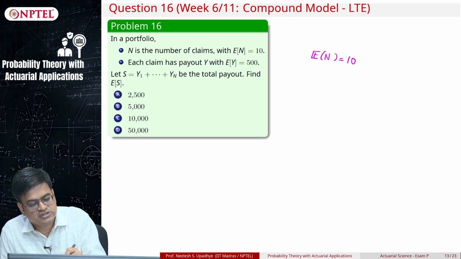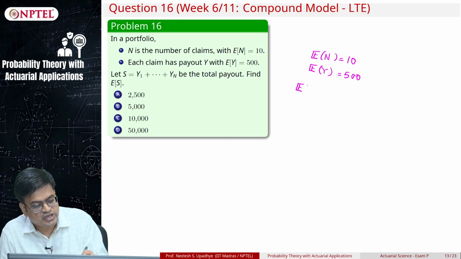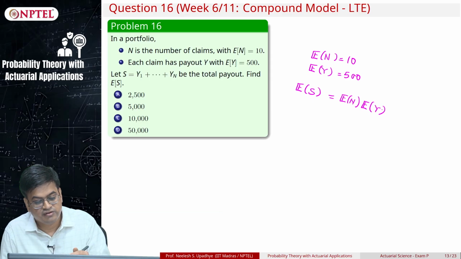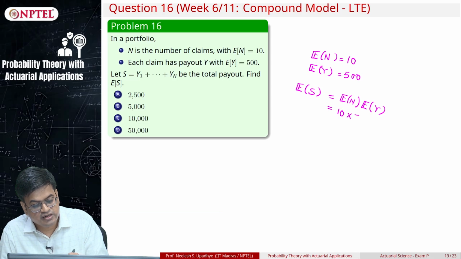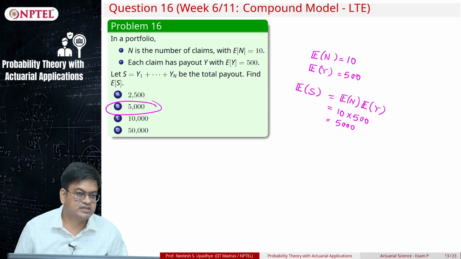Yes, I do know, it is 10. I know the expected value of Y, which is 500. Now, I want to compute the expected value of S, but the law of total expectation tells me that this is going to be the expected value of N times the expected value of Y. So, this is going to be equal to 10 into 500, which essentially means this is going to be 5000. Very simple, that is the answer.